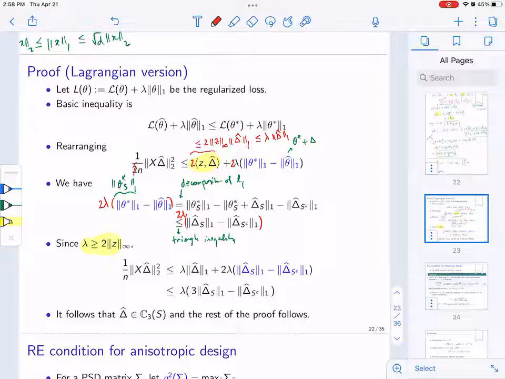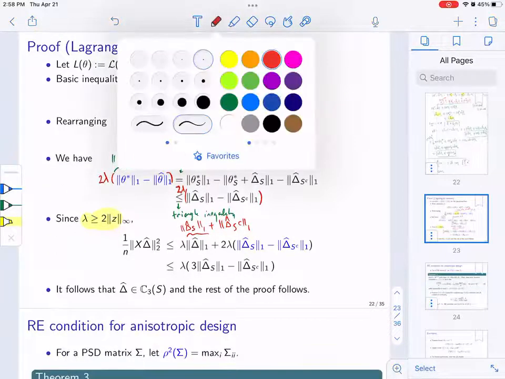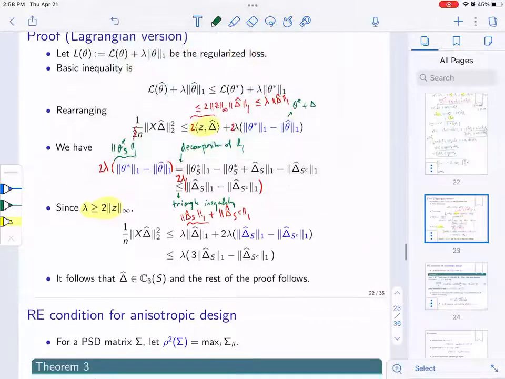Now, this is delta hat S1 plus delta hat S complement 1 by decomposability. So you get lambda delta hat S1 plus 2 lambda delta hat S1, I get 3 delta hat S1. And then lambda delta hat S complement minus 2 lambda delta hat S complement, I get minus this. Okay. And at this point, I just drop the other side. So actually, not yet. So this is good.